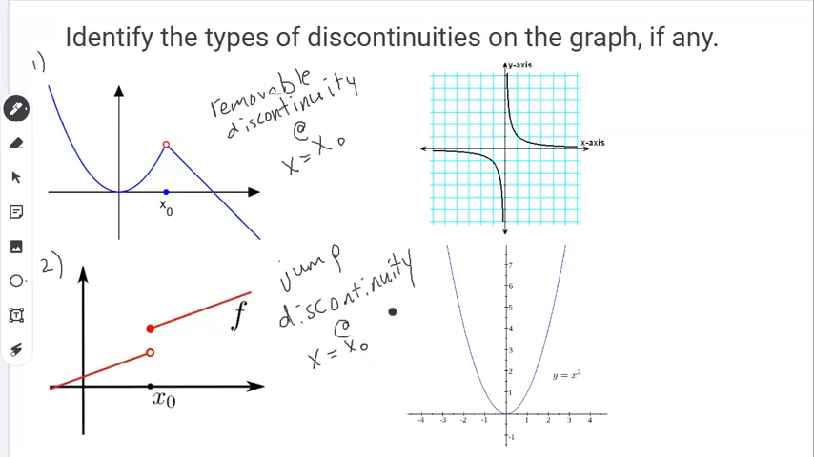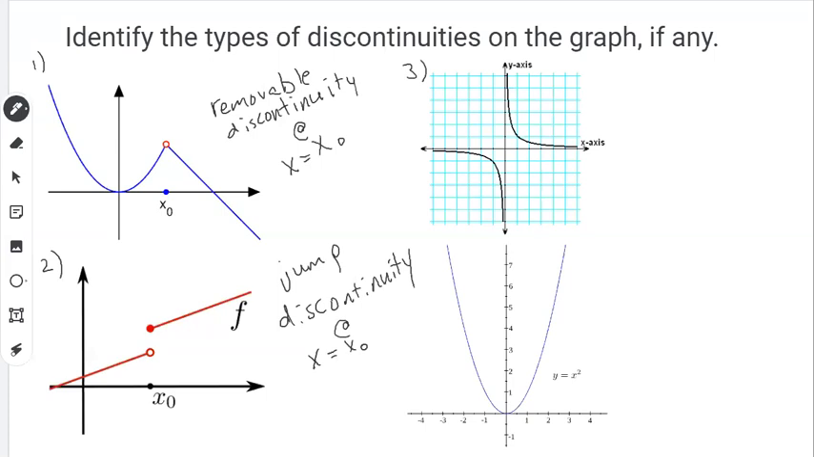Okay, so you can clearly see the difference between removable and jump. What about number 3 up here? What type of discontinuity do you see up here? And where is it on the x-axis? If you think you know it, go ahead and put it in the chat box. Where is its location on the x-axis? And what type of discontinuity is it? Is it removable? Is it jump? Or is it infinite? So there's 3 types of discontinuities.